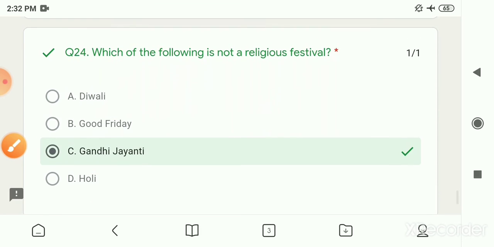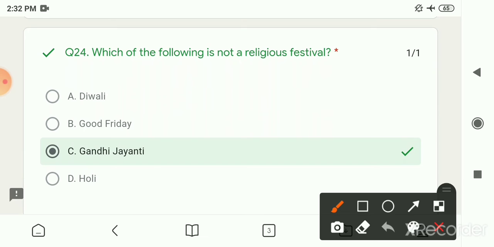Next, 24th number, which of the following is not a religious festival? The options are Diwali, Good Friday, Gandhi Jayanti or Holi. Gandhi Jayanti is not a religious festival, it is a national festival. The rest of the three options, Diwali, Good Friday and Holi, are religious festivals. So here your answer is option C, that is Gandhi Jayanti.